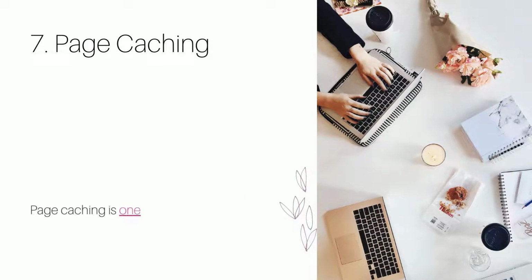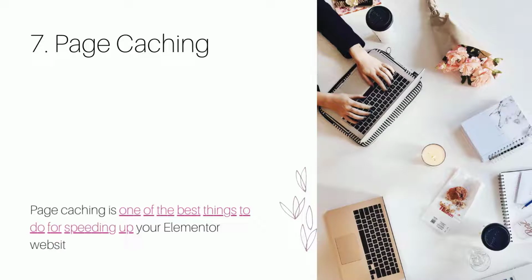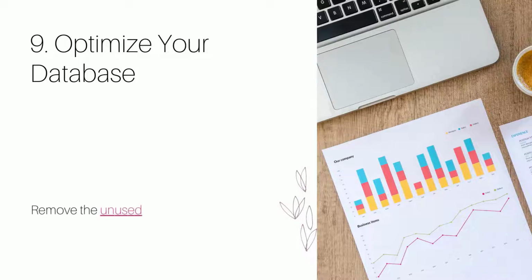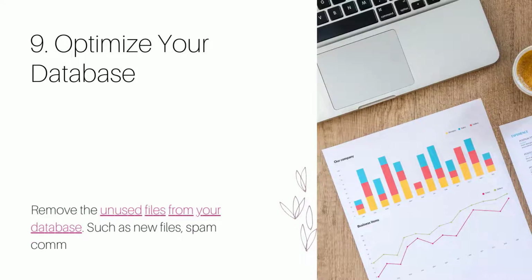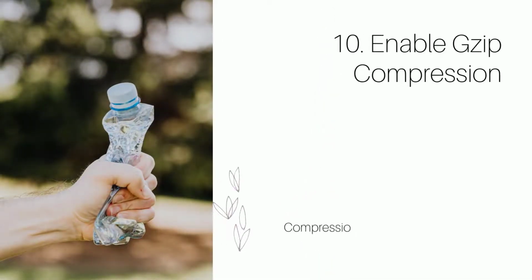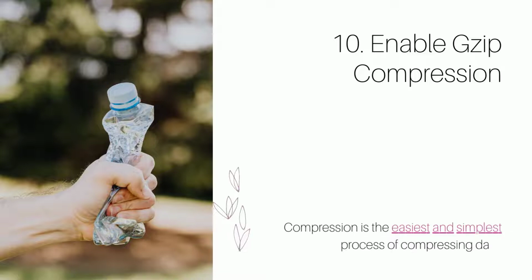Number 7. Look into your page cache, as it's one of the best things to speed up your site. Number 8. Use high-performing DNS for your WordPress website. Number 9. Optimize your database, which means removing all the spam or unwanted comments, etc. Number 10. Enable gzip compression, as it's always the easiest step to speed up a site.